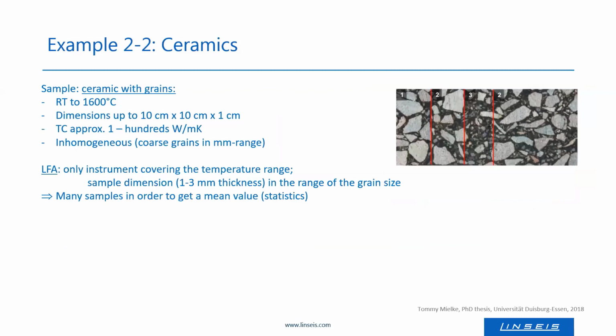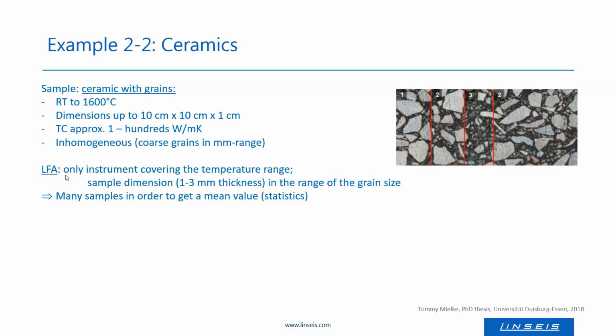A second example for ceramic is a ceramic containing grains. Obviously, let's make things a little bit more complicated. So there are grains in your sample, size will be the same, thermal conductivity will be the same, but the material will be inhomogeneous. There may be grains in the millimeter range in it. There will be places where there are few grains, and places where there are more grains.